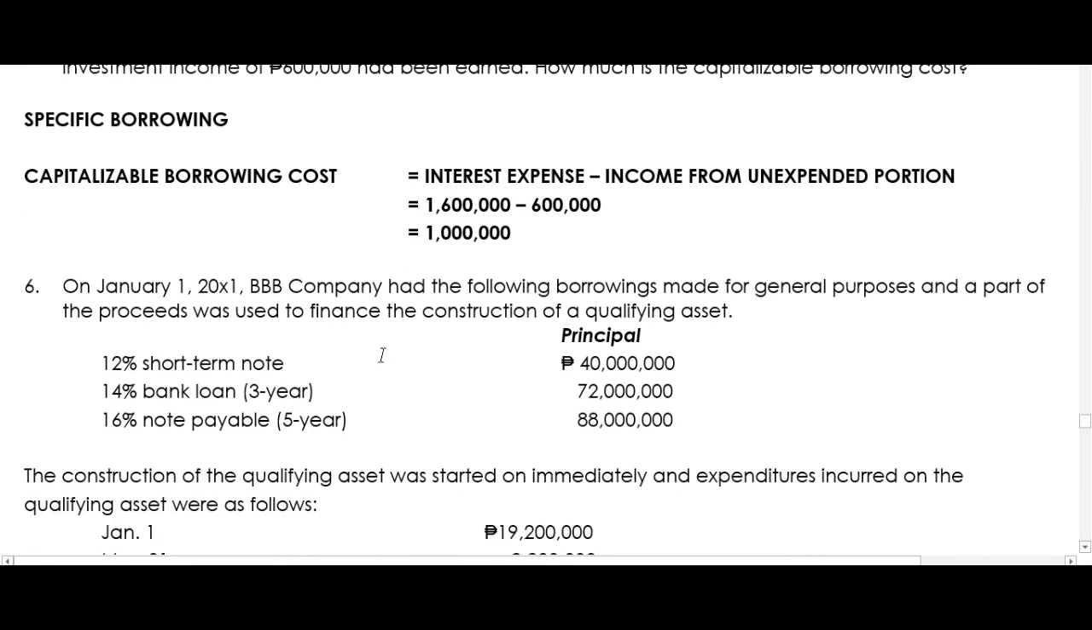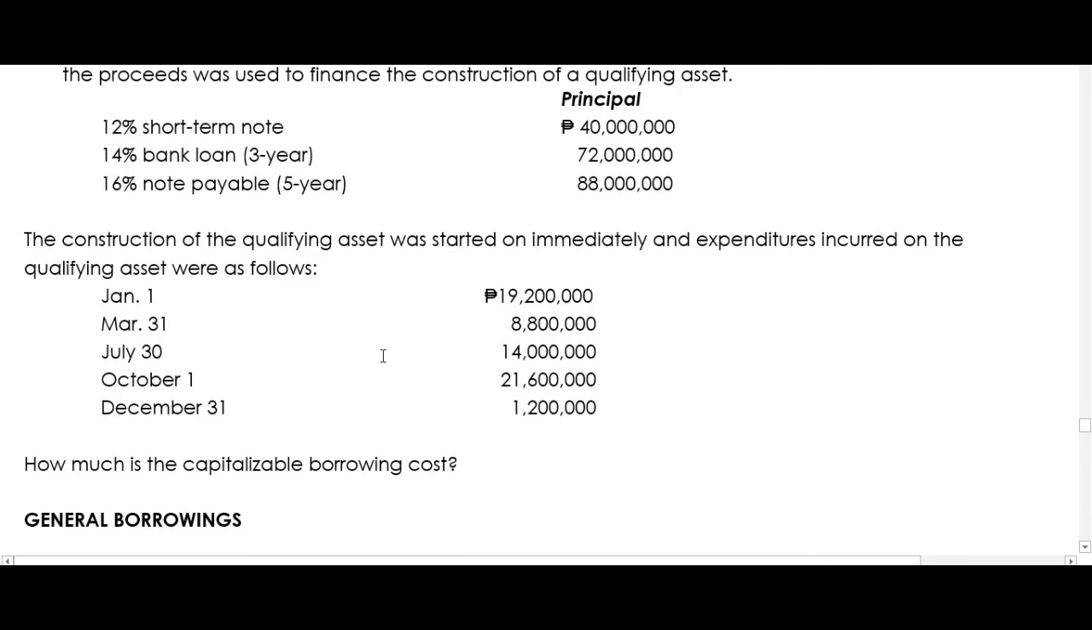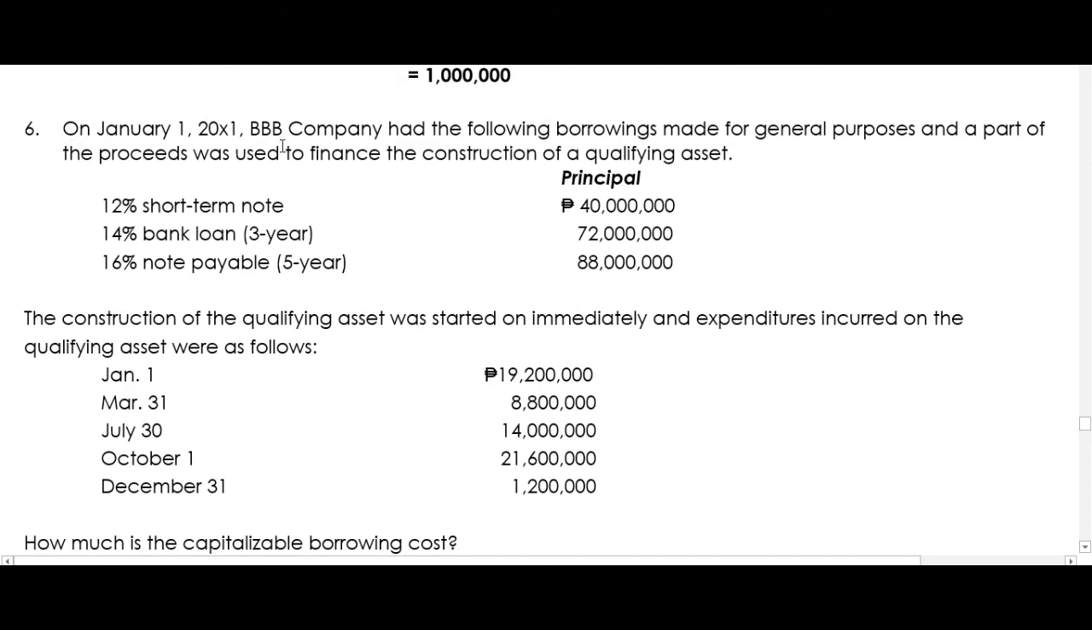Okay, so yun yan. 6. Itong number 6 naman, puro general siya. Okay? So, sinabi, on January 1, 20X1, BBB Company had the following borrowings made for general purposes and a part of the proceeds was used to finance the construction. So, 3 loan yung panggagalingan ng ating pondo para sa construction. The construction of the qualifying asset was started immediately and expenditures incurred on the qualifying asset were as follows. So, ito yung mga nagastos. Okay? Ang tinatanong, how much is the capitalizable borrowing cost?